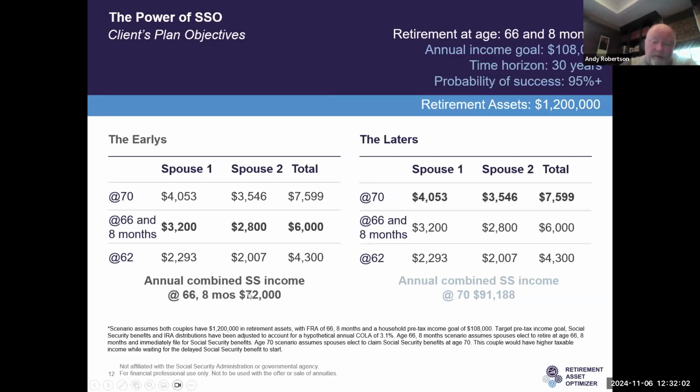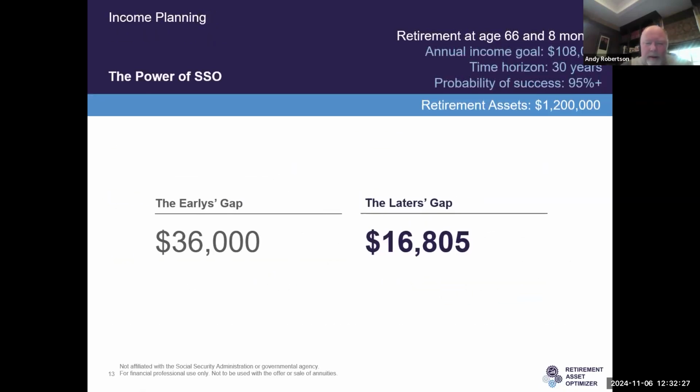So for the early, Social Security is going to provide 72 out of the 108,000, right? That's 3,200 for spouse one, 2,800 for spouse two. So that's 6,000 a month, 72,000 a year. And then conversely, if they wait, ignoring COLAs for a minute, how much additional income will they have thanks to the delayed retirement credits alone? Well, they're going to be up to 91,188. So we're going to look at how that might impact the capital requirements. So the gap, which is what ultimately we're responsible for delivering out of the capital for the earlies, is $36,000. And for the laters, before we make any adjustment for inflation, the gap is 16,805.